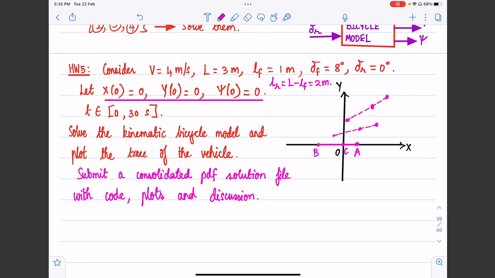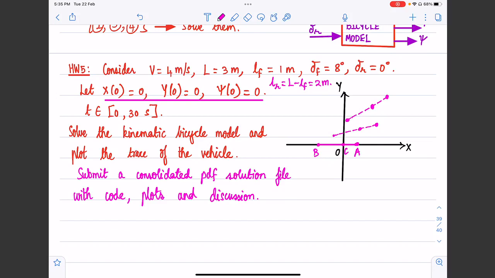Sir, the velocity will start increasing from 0, and by the end of 30 seconds it will reach 4 meters per second, is it? No. You can take the velocity to be a constant. At time t equals 0 it is at the origin, and it will start moving at 4 meters per second from time t equals 0 itself. So this is not an acceleration maneuver. This is only a cornering maneuver.